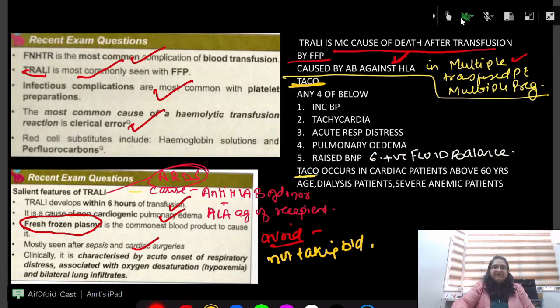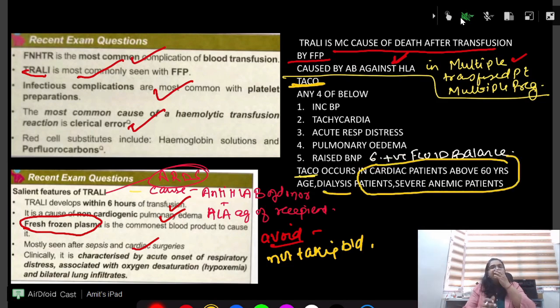What is TACO, everyone? TACO is transfusion associated circulatory overload. Circulatory overload means it is going to happen in cardiac patients, anemic patients, patients who have been on dialysis, who are already under cardiac distress. When do we say a patient has TACO? It is an immediate kind of feature. Any 4 of the below: increased BP, tachycardia, acute respiratory distress, pulmonary edema, raised BNP, or positive fluid balance. Right, so TACO, TRALI, FNHTR you should know.